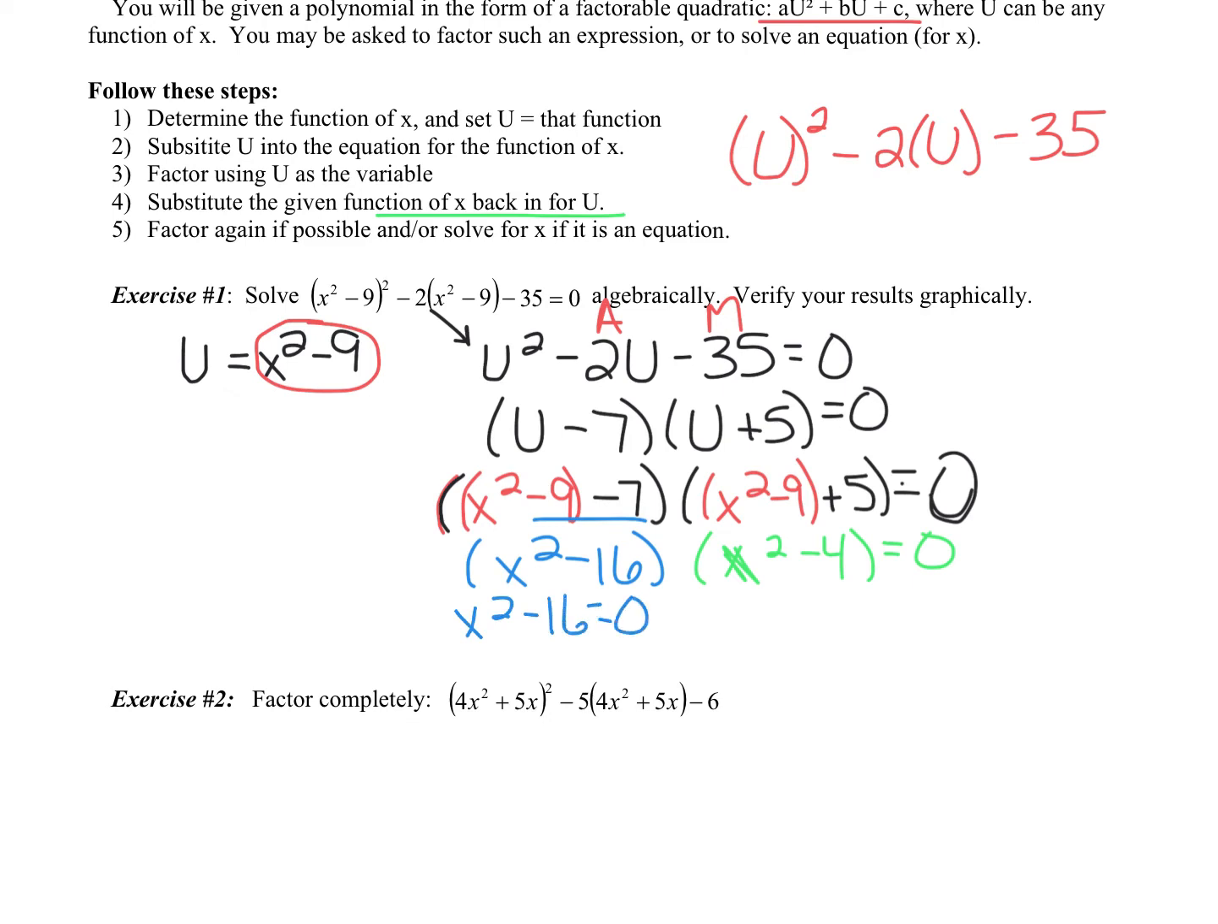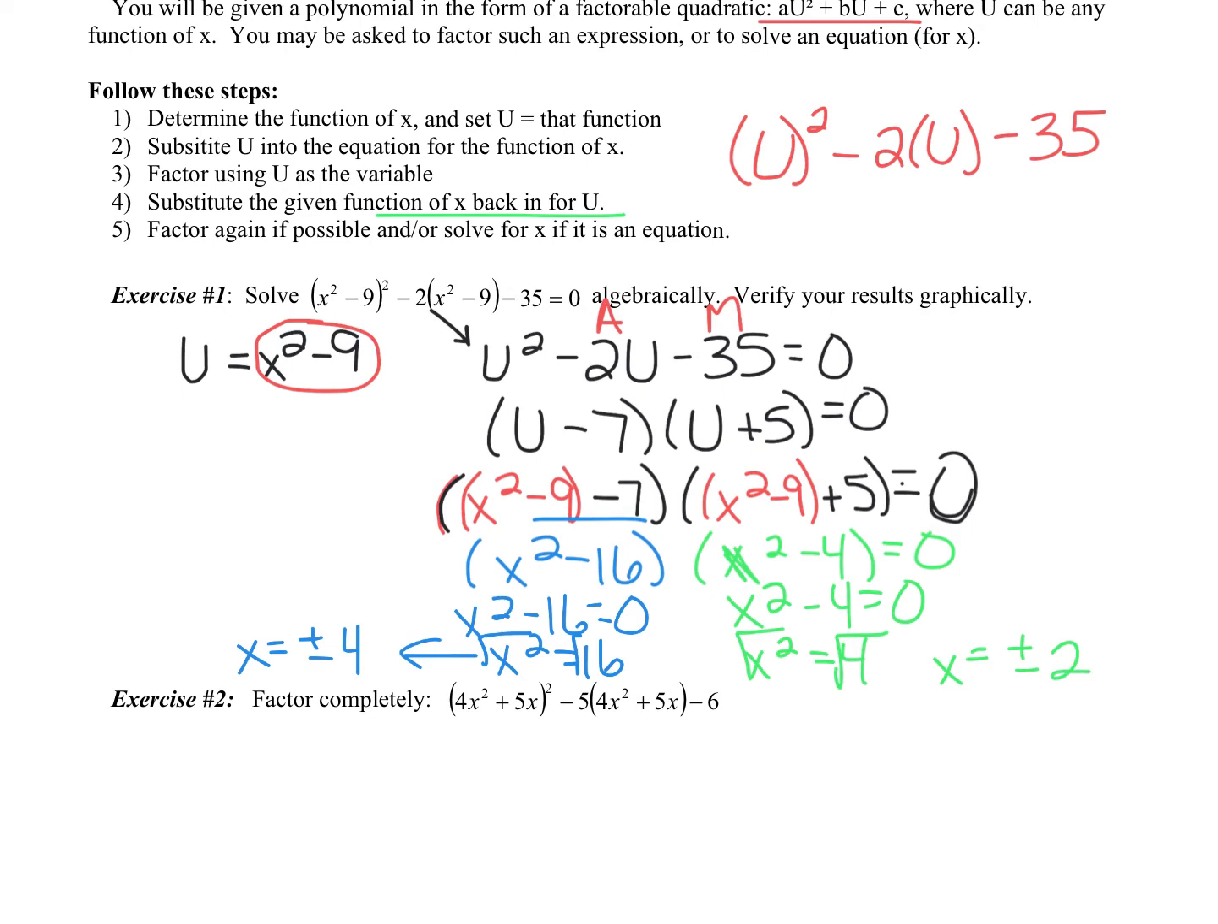We're trying to solve because we have an equation, and that's what the directions also say to do. So this one I get x squared equals 16, which if I take a square root is going to give me x equals plus or minus 4. This one gives me x squared equals 4. And if I take a square root, I get x equals plus or minus 2.